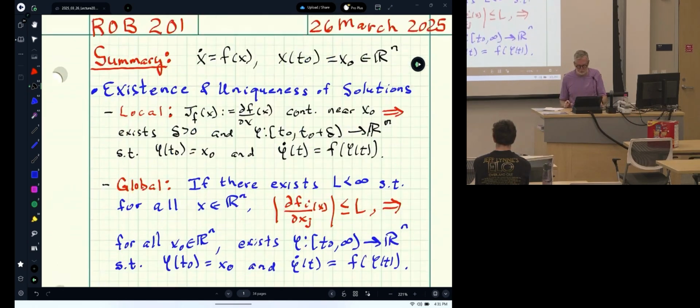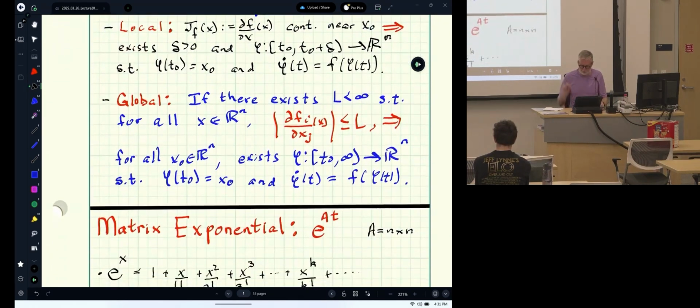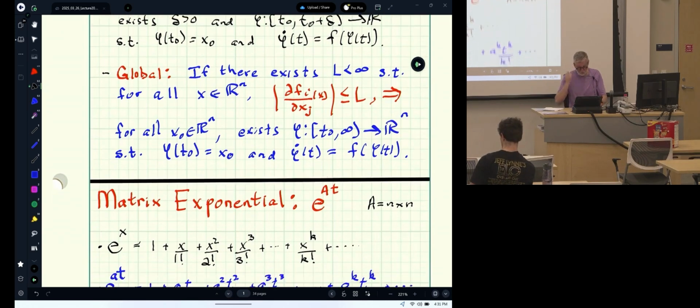And the key thing was for a linear differential equation, the df_i/dx_j was just the a_ij entry of the A matrix, x dot equals Ax. So linear systems have nice solutions.